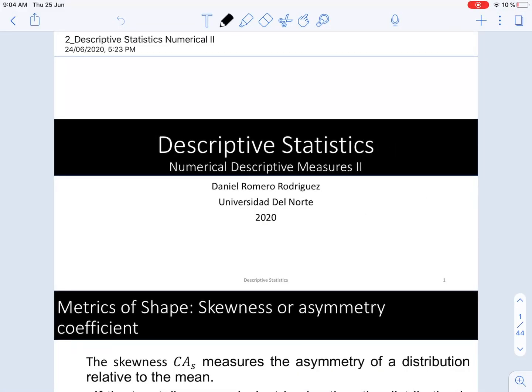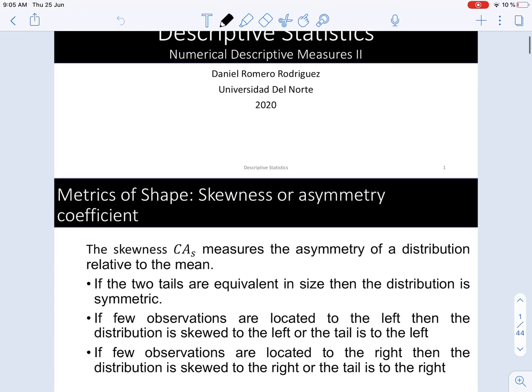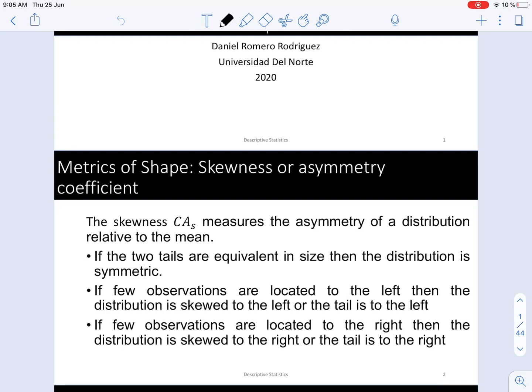In this video, we'll keep talking about descriptive statistics, and we're going to explore more metrics to analyze data. So far, we have mentioned some centrality metrics, location metrics, and dispersion metrics. Now let's talk about shape metrics. We will focus mainly on two shape metrics: the skewness, or asymmetry coefficient, and the kurtosis.